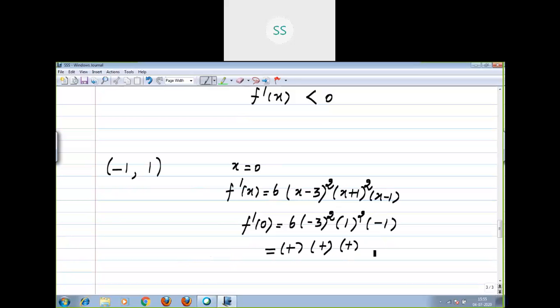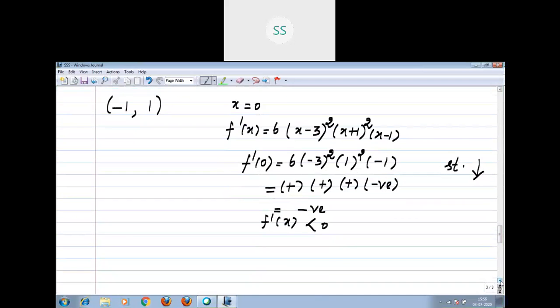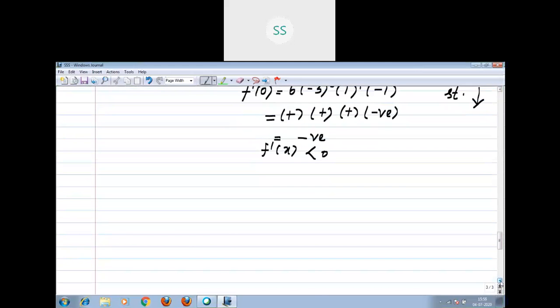Because 6 is positive, here it is positive, here also it is positive. Here alone you will get it as negative. Three things are positive, the last one is negative. So your result is negative. That means f dash of x is less than 0. The function is strictly decreasing. Now I'll pass on to the next interval. What is the next interval? 1 comma 3, right? Next interval is 1 comma 3. Here you can assign any value. What is that?